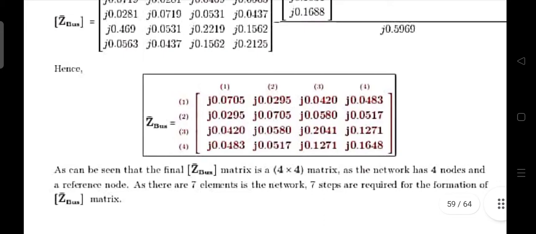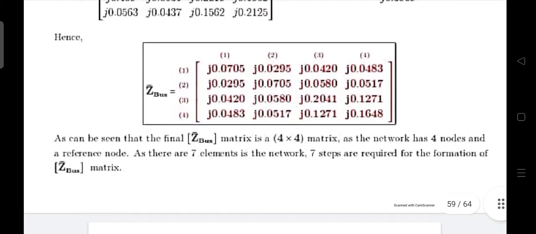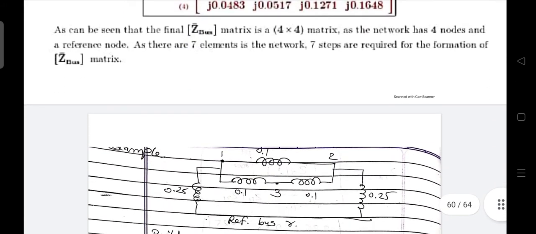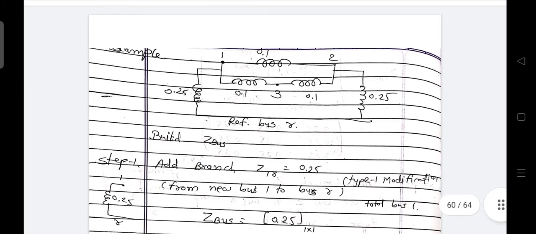So here is the final value of our impedance matrix. So like this we are making our Z bus building algorithm and calculate the Z bus impedance matrix for our given system. Okay, same we will see one more example.